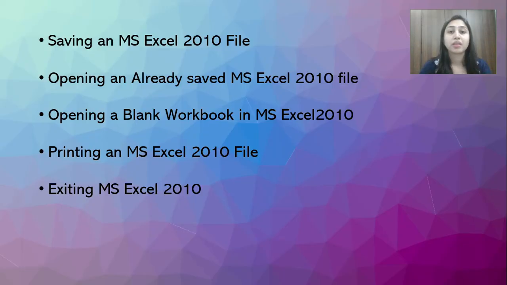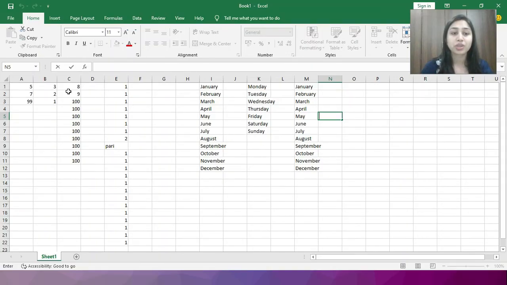Okay. Now last topics are, students, saving an MS Excel, means how to save your Excel sheet. Okay, how to open an already saved MS Excel, how to open a blank workbook, how to print an Excel and how to exit MS Excel. Okay, so let's do all 5 practicals in one go. Okay, so for example, students, I am doing all this work in my sheet. Okay, now I want to save it.